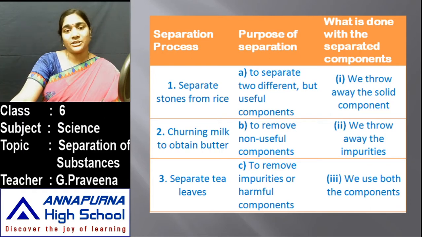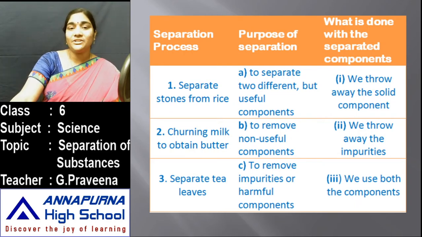Then what is the purpose of separation? What is the use of it? To separate two different but useful components, as in milk, we get butter, cheese and all that, right? So we are separating that to obtain two different but useful components, and also to remove the non-useful components. As such, for industrial waste and also water, which is a mixture of different particles, we purify them to remove the unwanted particles from it. Then to remove impurities or harmful components. So the purpose of separation is to separate two different components, or to obtain a useful component, or to remove the impurities or harmful components.